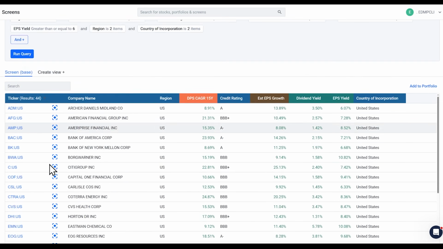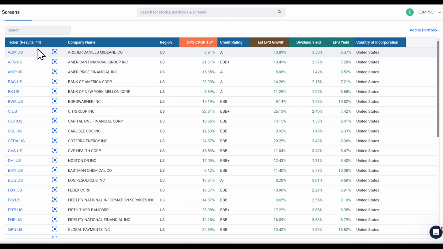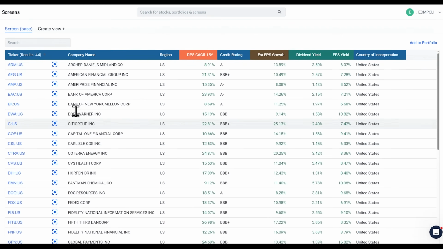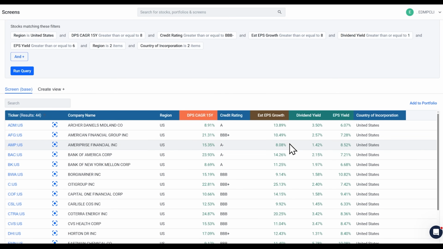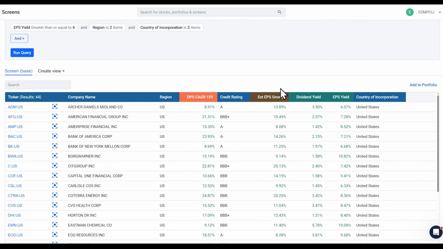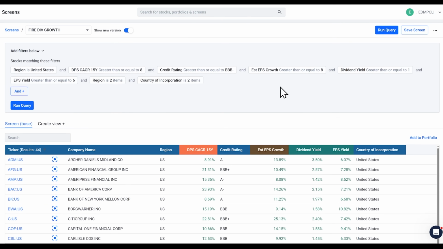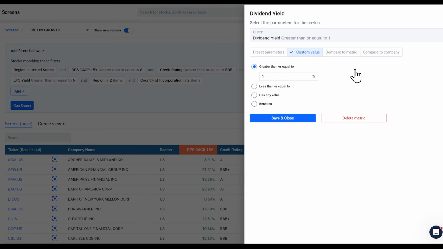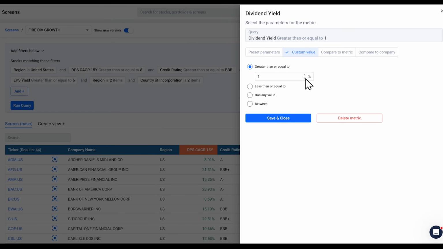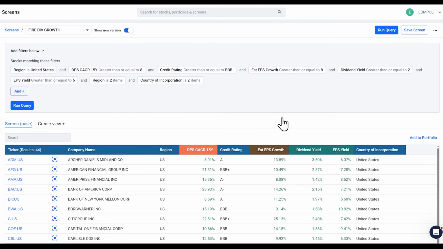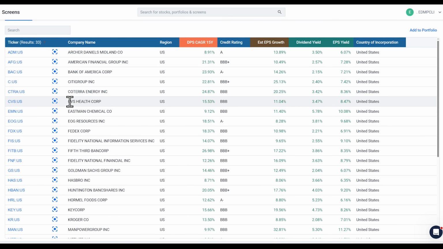I run my query, and I go from 46 names to 44. I've eliminated 2 names. And again, I'm going to see dividend yields here all above 1%. I'm going to eliminate the 0.46 we looked at earlier. I could go in here and be a little more focused and build this to something like 2%. So I want to save and close. I'm going to run the query, and now I'm down to 33 names. And a 2.5% number would be pretty good.